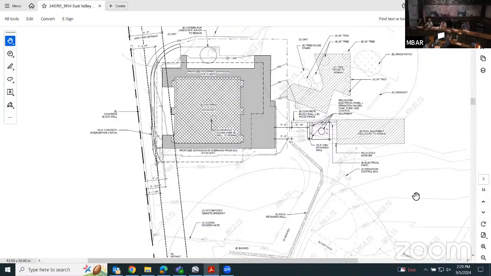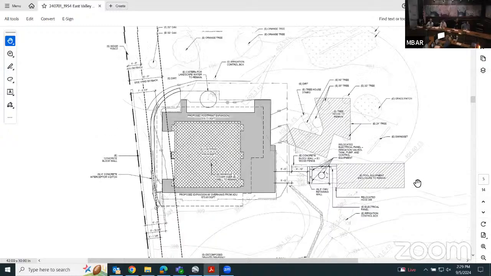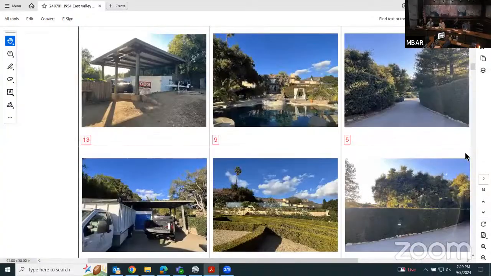Okay. My second question had to do with you mentioned you want to make this compatible with the main house. Do you have a picture of the main house? Back to the site photos.